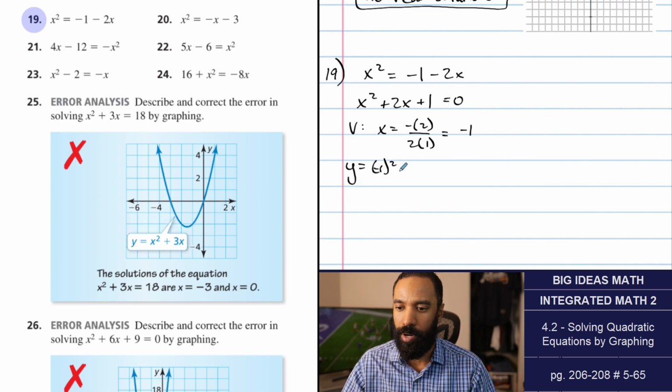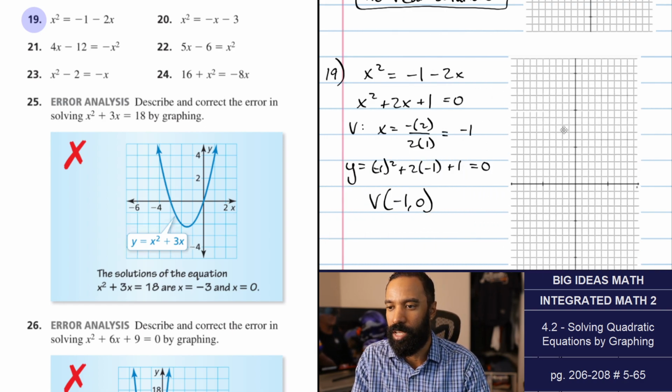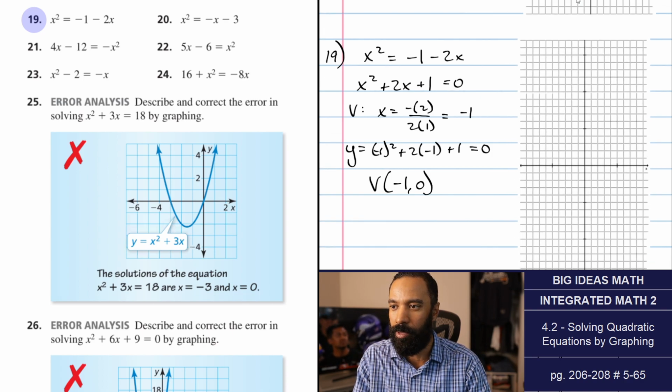So it's going to be negative 1 squared plus 2 times negative 1 plus 1. 1 minus 2 is negative 1, plus 1 is 0. So your vertex is at negative 1, 0. Once again, on the x-axis, vertex is there. There's only going to be one solution, and that will be negative 1.